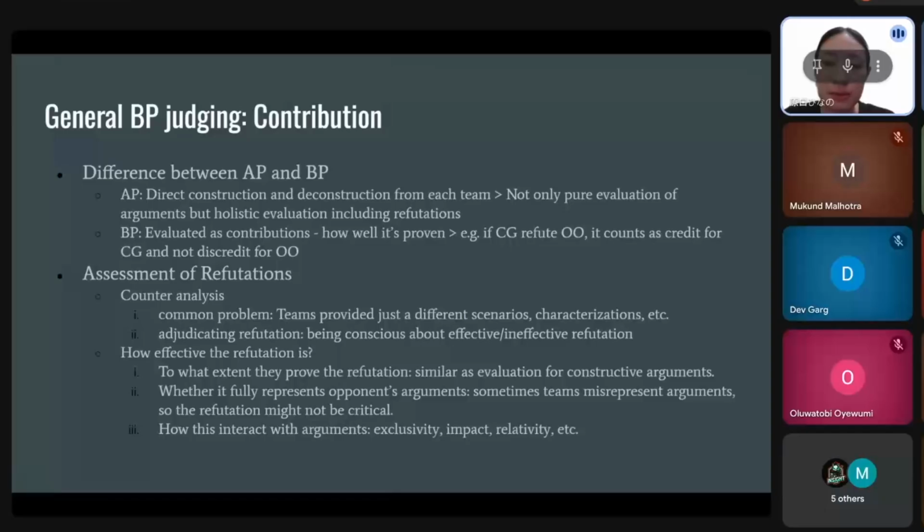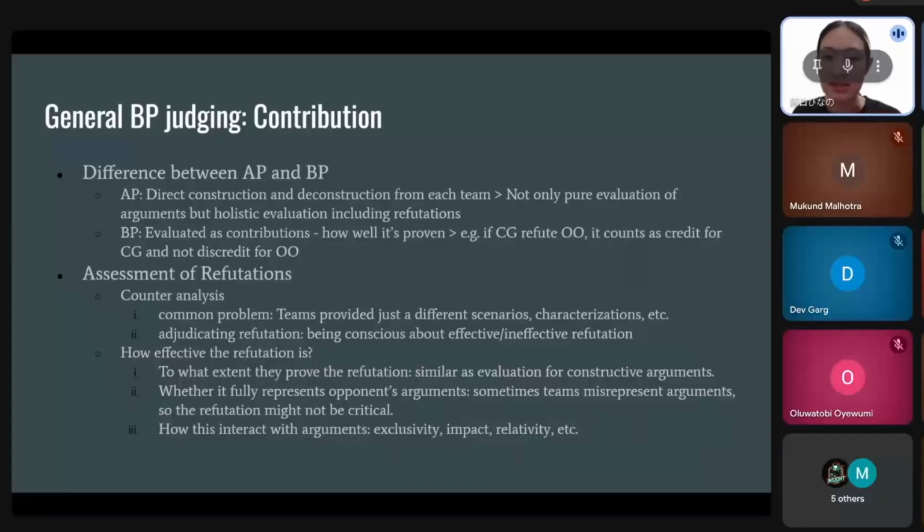sometimes teams misrepresent arguments and then refute in a slightly different way from what the original team intended. In those instances, the refutation might not be critical enough, as it deviates from the framing or the intention the team has. So in those instances, I think this is going to be a less effective refutation.